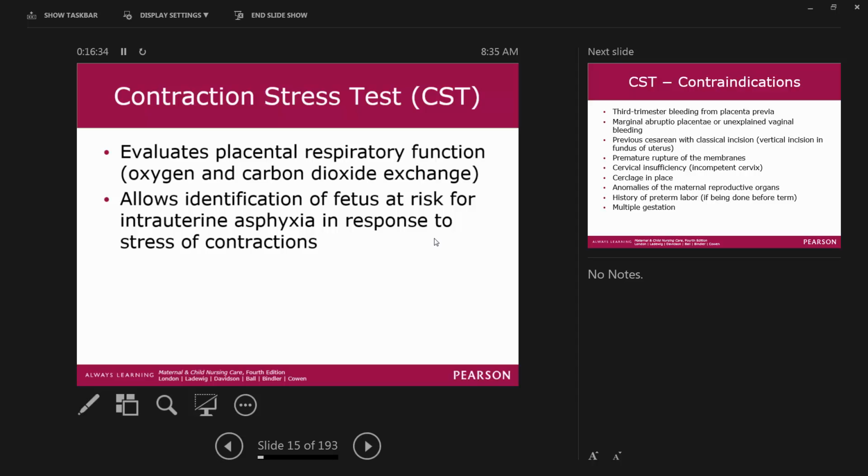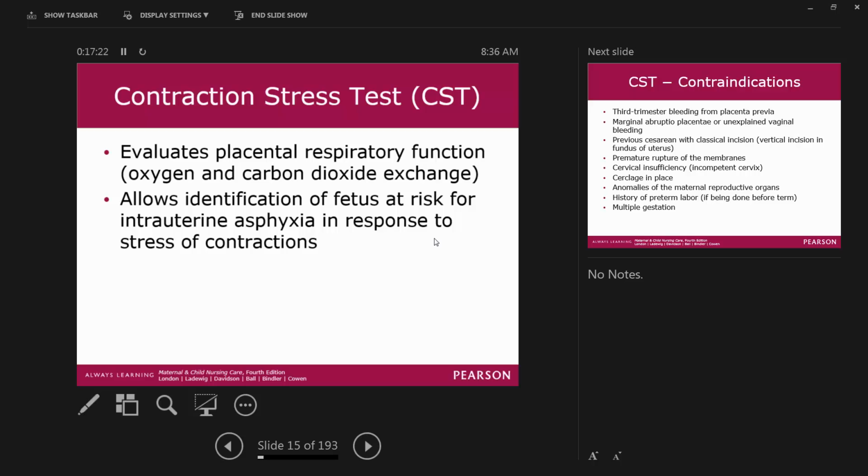Now the other test, and this is why those terms on how we report the findings can get confusing, is if we do a contraction stress test. And we don't do these very often. We do non-stress tests every time we see a pregnant woman, okay? A contraction stress test is very specific. It is a determination of fetal well-being, but what we're asking ourselves here is, can this baby tolerate labor? Whereas the non-stress test, we're just doing it to assess fetal well-being. We might be doing it at 28 weeks. We might be doing it every week until she labors, okay? But this one, we want to know, is this baby going to tolerate labor?